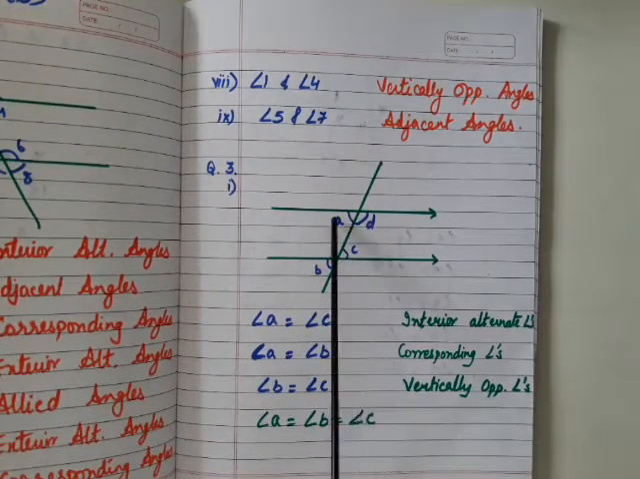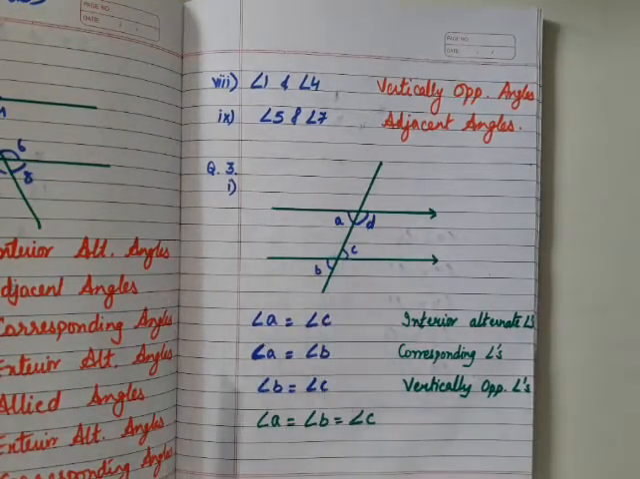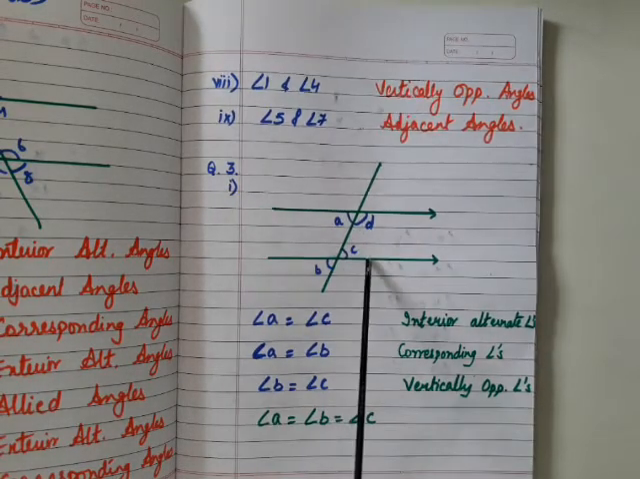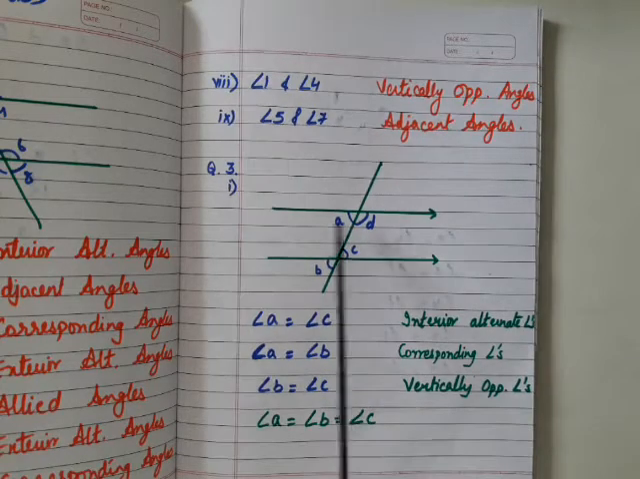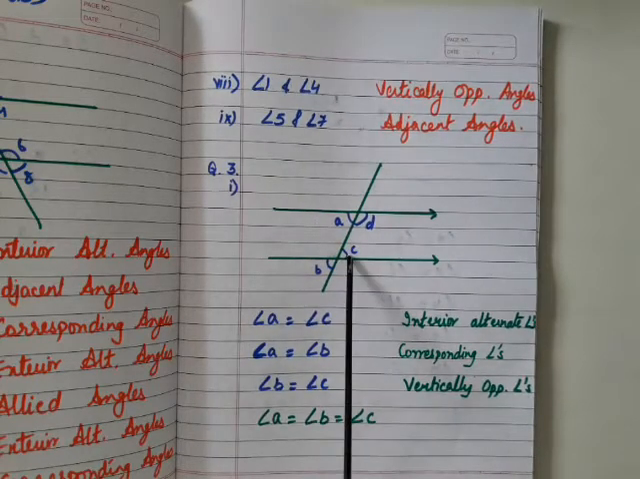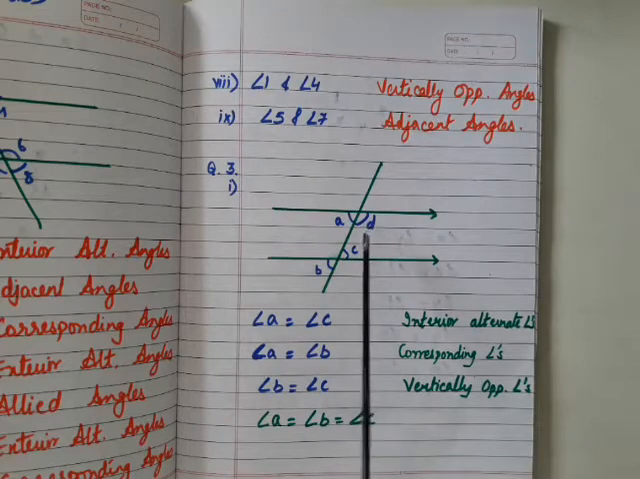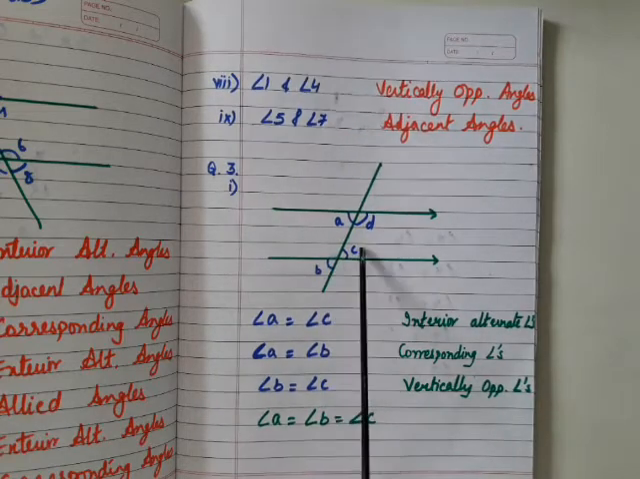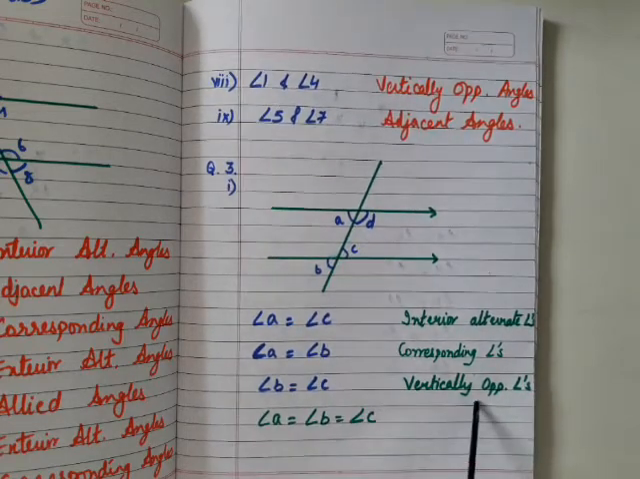So if you see the figure, AD and here BC, these angles are given. Now if you see A and C, they are equal. Why? Because they are alternate interior angles. A and C are on the inner side of the parallel lines in the alternate position. So interior alternate angles. In the same way, you will find that angle B will be equal to angle C. Why? Because they are vertically opposite angles.